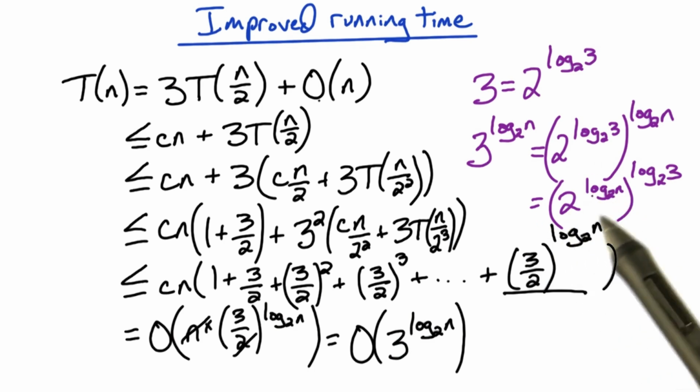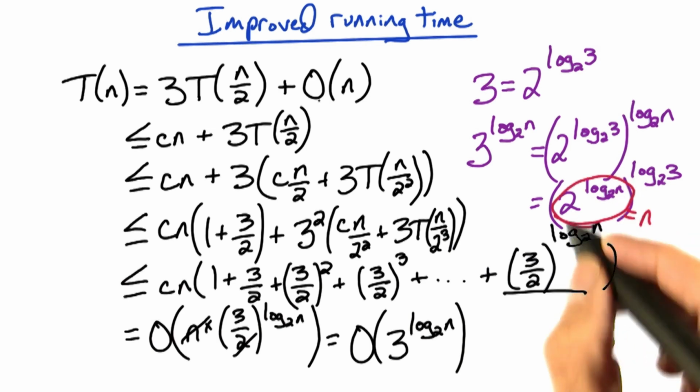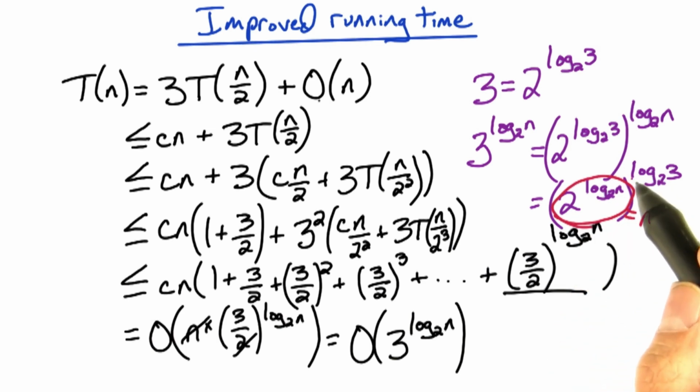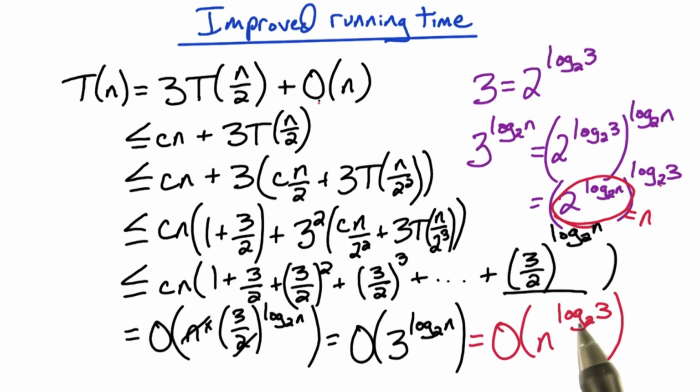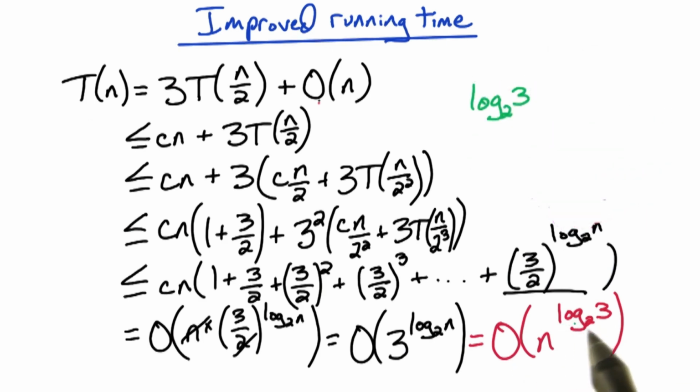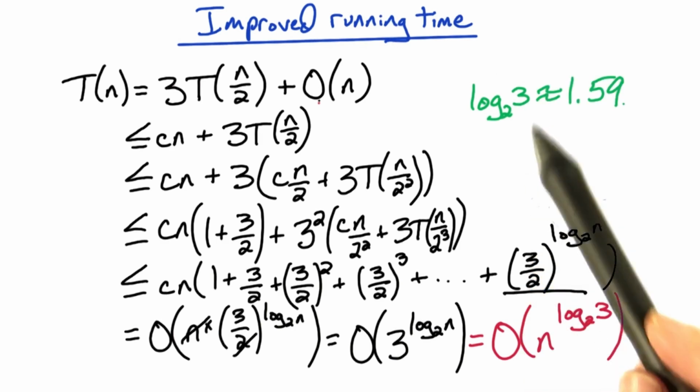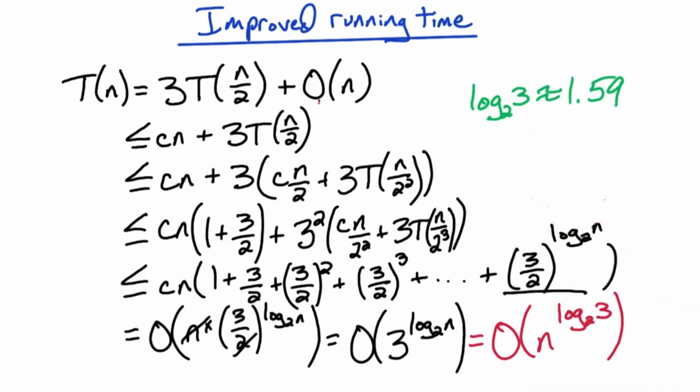Now this is much simpler, because what is 2 raised to the power log base 2 n? This is simply n. So now I have n raised to a power, which is a constant, log base 2 of 3. So this recurrence solves to order n raised to the power log base 2 of 3. What is this number log base 2 of 3? Well, if you plug it into a calculator, you'll see that log base 2 of 3 is roughly 1.59. So we went from an order n squared algorithm to an order n to the 1.59 algorithm.